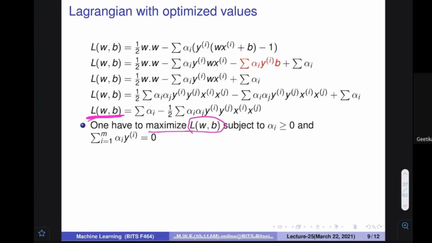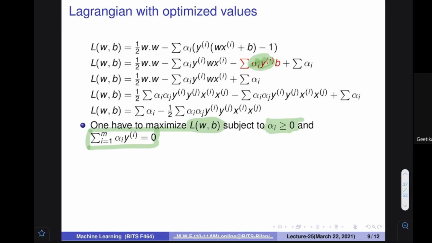Once again, our objective. What is our objective? We have to maximize this particular quantity, subject to all the alpha i greater than 0. Why? Because in the Lagrange multiplier, all the alphas are greater than 0. And with the condition that a few minutes back we have written and solved, with these conditions we have to find out the maximum value of this particular thing.